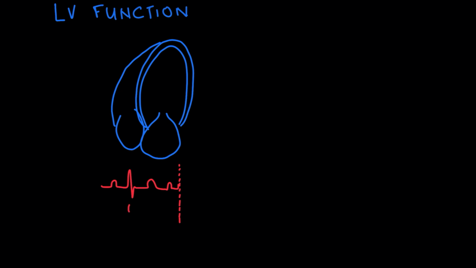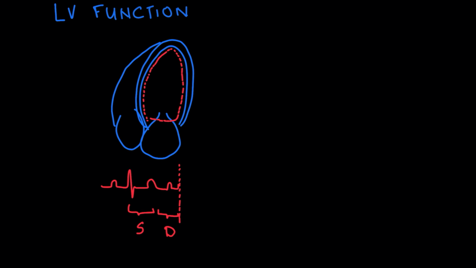Again, our QRS to T, this part is systole, and then from the end of the T to right before the QRS starts, that would be our diastole. So this frame is right at the end of diastole when the ventricle chamber is at its largest, and I'm going to trace out the inside, so I get an area, something like this.